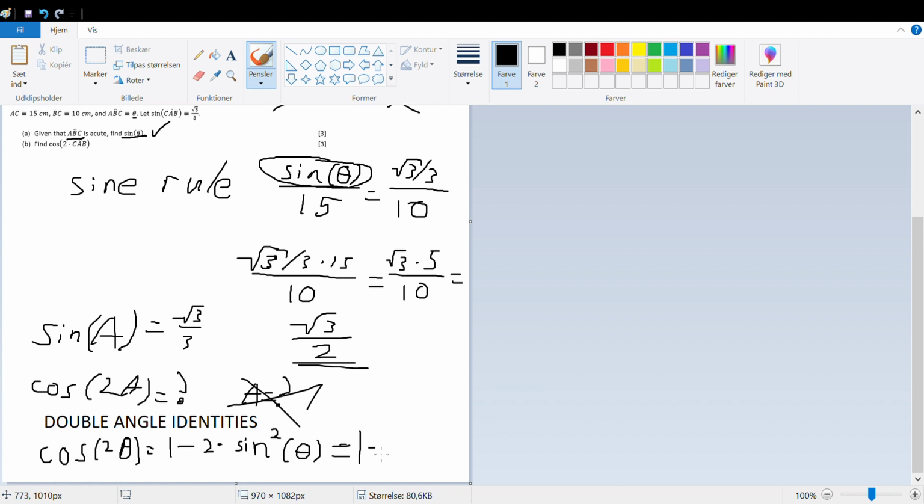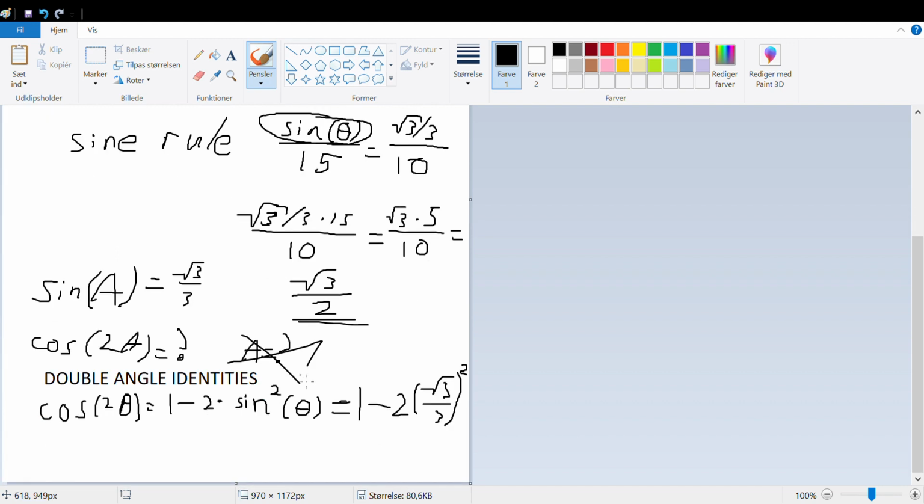So we have 1 minus 2, and then we have our sine of theta is equal to square root 3 over 3. So all we need to do is take square root 3, divide by 3, and then put a squared on the whole thing. I'm going to need some more room, so I need to quickly expand this a little bit. And then we see down here that we get 1 minus 2 times, now square root 3 times square root 3. If you take the square root of 3 and you times it with the square root of 3, which is exactly what we're doing in here, you get just 3. And then below you have 3 times 3. That would then be 9.